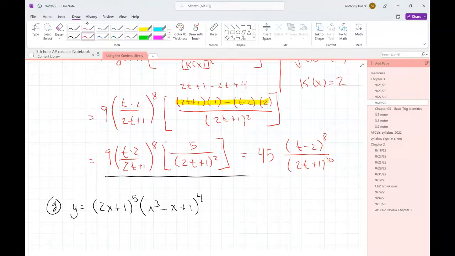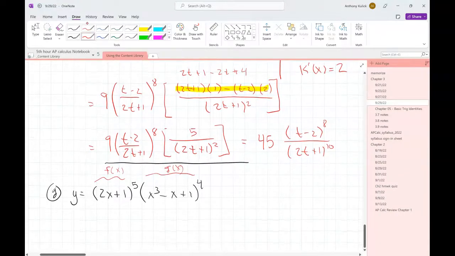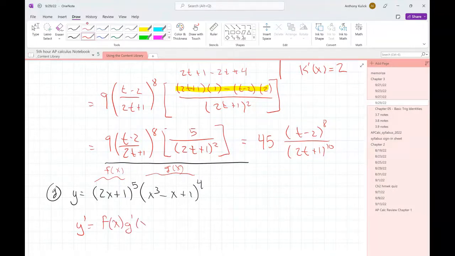Okay, so if I'm looking at this, what do you guys want to do? I'd start with a product rule, and then I'm going to need 2 chains, 1 for each piece of the product, right? So I'm going to think about this piece as my f of x, and this piece is my g of x. So when I do my product rule, I'm going to have f of x times g prime of x plus g of x times f prime of x. Okay with that?